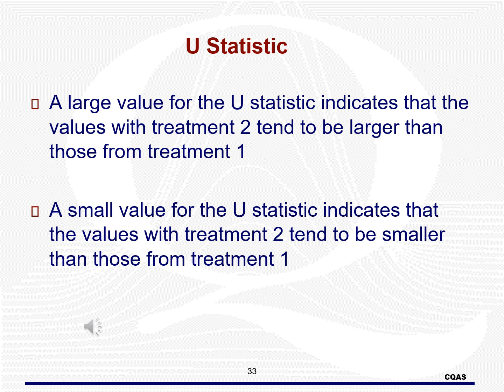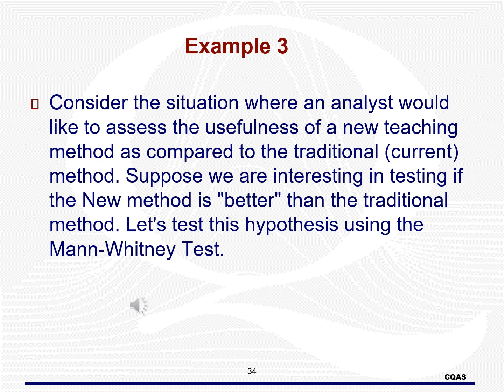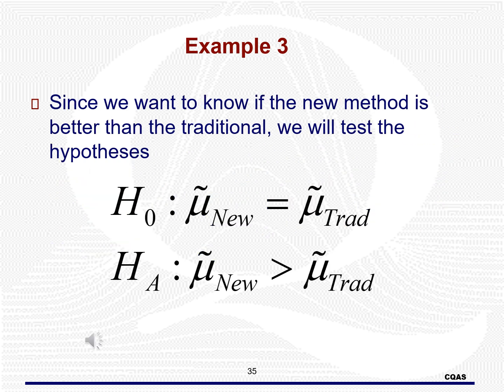Let's look at an example. Consider the situation where an analyst would like to assess the usefulness of a new teaching method as compared to the current method. Suppose we are interested in testing if the new method is better than the traditional method. Let's test this hypothesis using the Mann-Whitney test. Notice that we need to assume that the subjects using each method are different. If not, then these samples would not be independent. Let's take a look at the hypotheses. Since we want to know if the new method is better than the traditional, we will use a greater than alternative. The data is on the next slide.